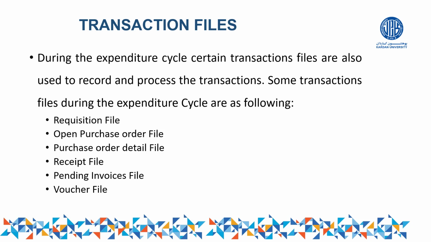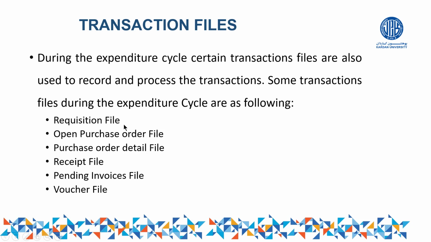So this can be called an open purchase order. How many open purchase orders do you have? There should be a proper file for that in order to manage the business properly. Purchase order detail file: the rest of the purchase orders might be open, might be closed. Detailed information of all those purchase orders should be available.